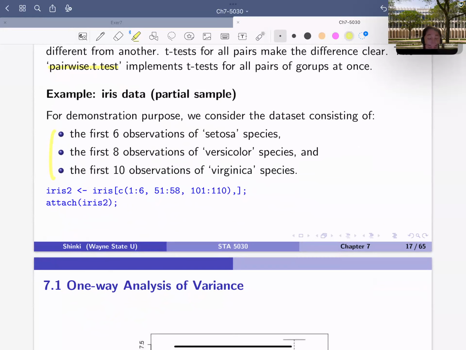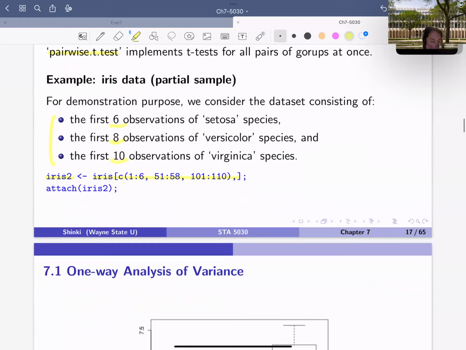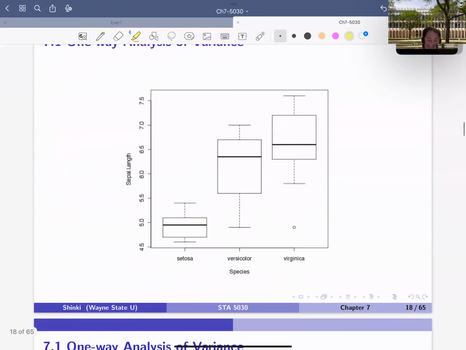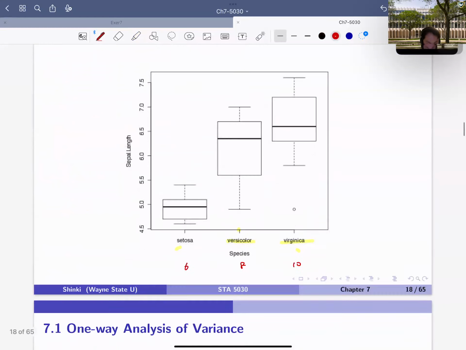So just as a toy example, we pick a smaller subset: only 6 observations from Setosa, 8 observations from versicolor, and 10 observations from virginica. By running this code, we can restrict the data set, and the result is here. Probably Setosa and versicolor still have a significant difference, Setosa and virginica as well. But the difference between versicolor and virginica may not be clear because we only have a very small number of observations.